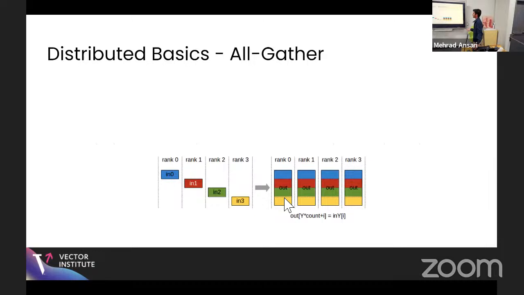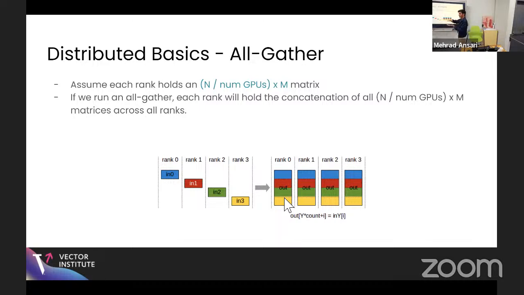The next one is called an all gather. In this case, assume that each rank holds an n divided by the number of GPUs, so an n over 4 by m matrix. So it has these sub blocks for each rank. When you run the all gather, it's the concatenation of all of these sub matrices. So once you run the all gather, each rank will hold the same concatenation of all 4 sub matrices. So this is an n by n matrix, n by n matrix, n by n matrix, etc.